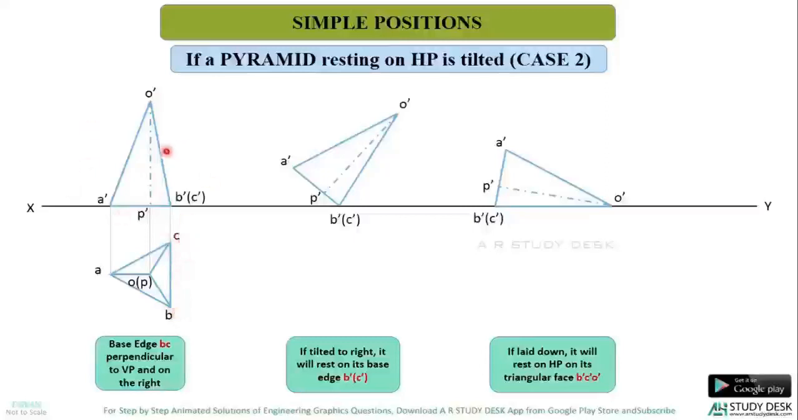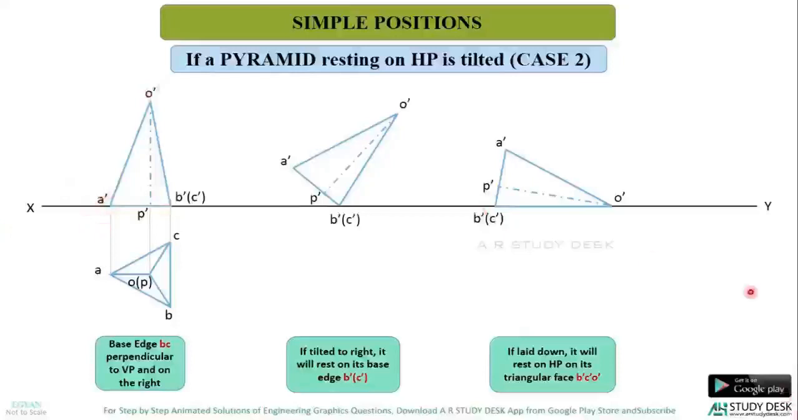If this solid is tilted to the left side, what happens? It will rest on this corner A dash. And if it is made to lie down to the left, it will rest on A dash O dash, which is nothing but the slant edge.